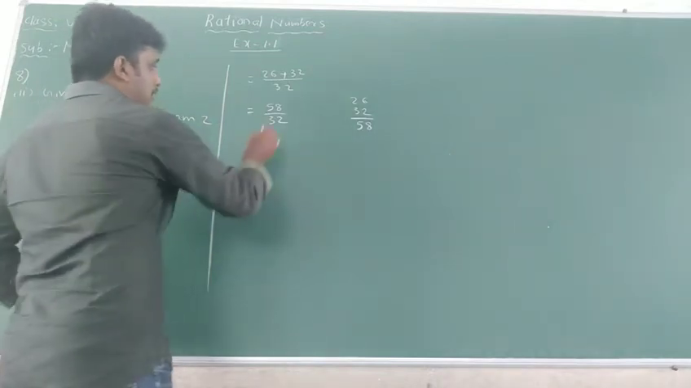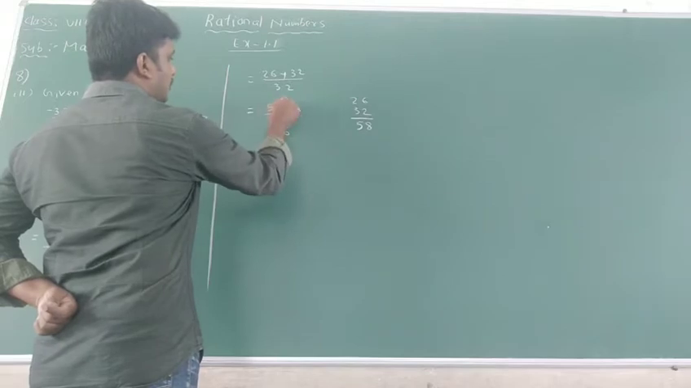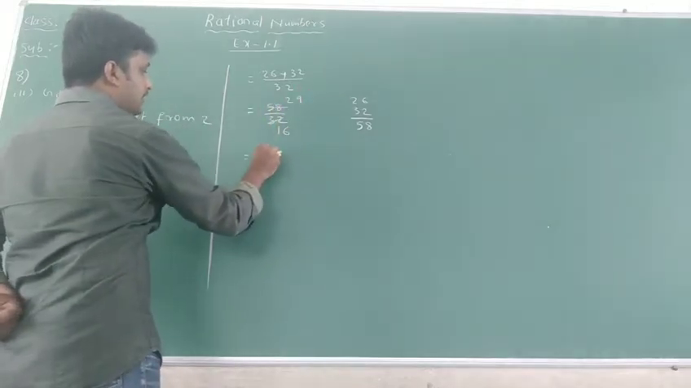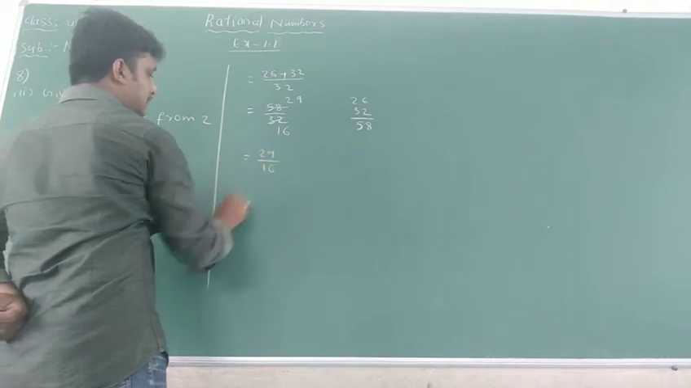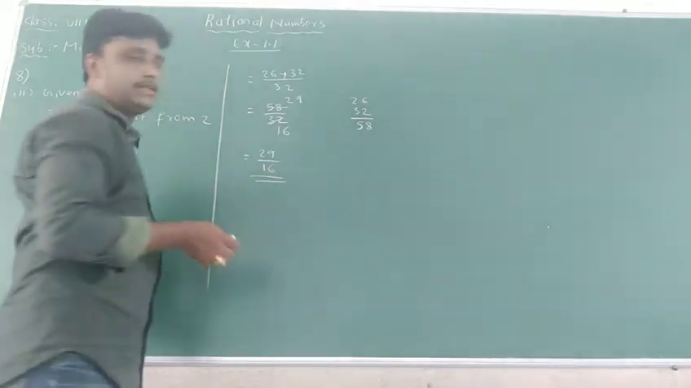Once verified, is there any further calculation here or not? Yes, 58 by 13 can be reduced: 2 into 29 is 58, and 29 is a prime number, so further calculation is not possible. Therefore, the answer is 29 by 13.